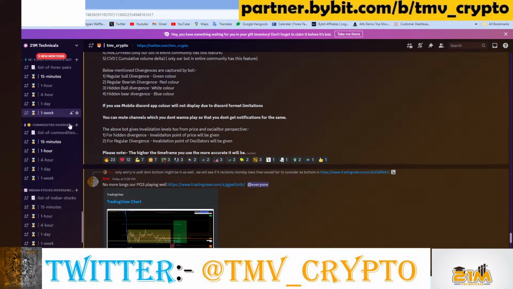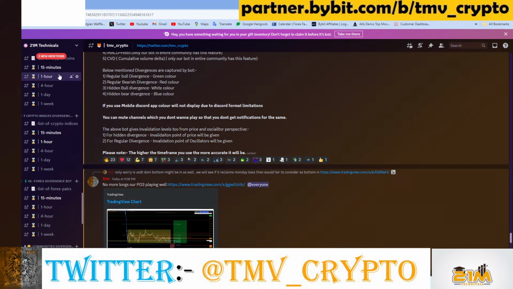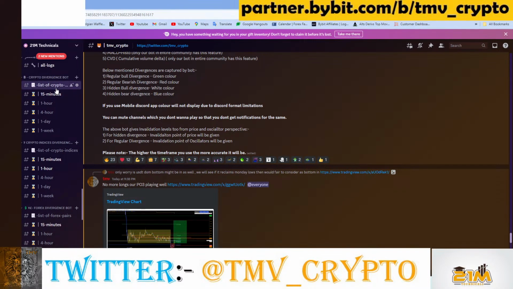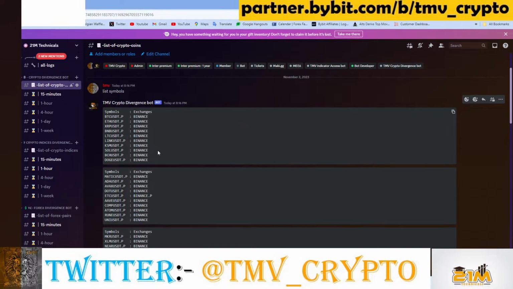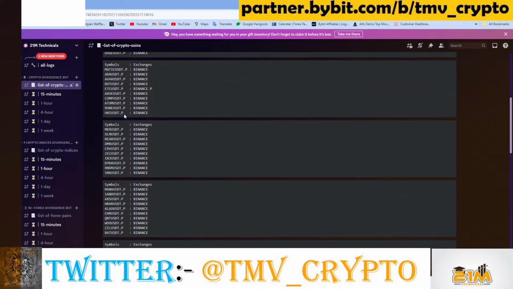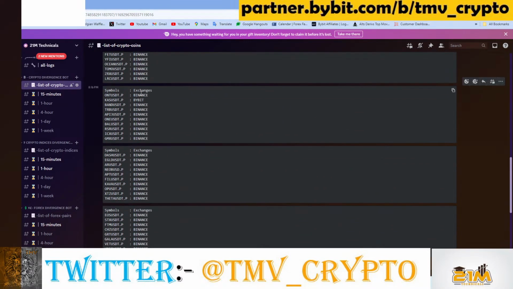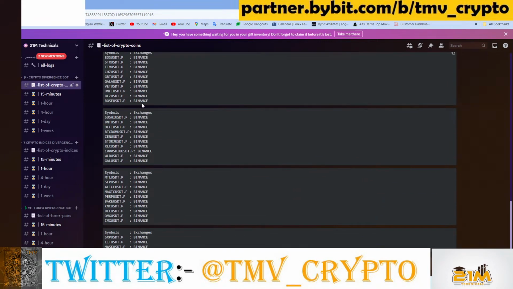So these are the channels that we have, ladies and gentlemen. You see the first channel that we have is for the crypto divergence bot. The first channel will be the list of crypto coins. So you'll be able to see what all list we have here. So here, as you can see, we have symbols. What all symbols are included? Every symbol, and you'll be able to see what exchange it takes data from. If it is Bybit, Binance, everything is perps. Only those pairs that don't have perps, it takes from spot charts, else everything is perps.